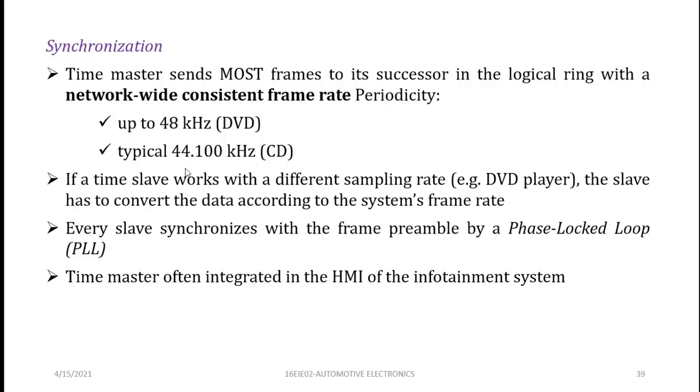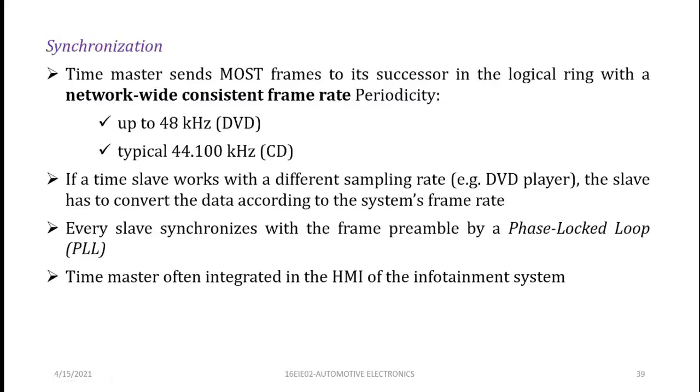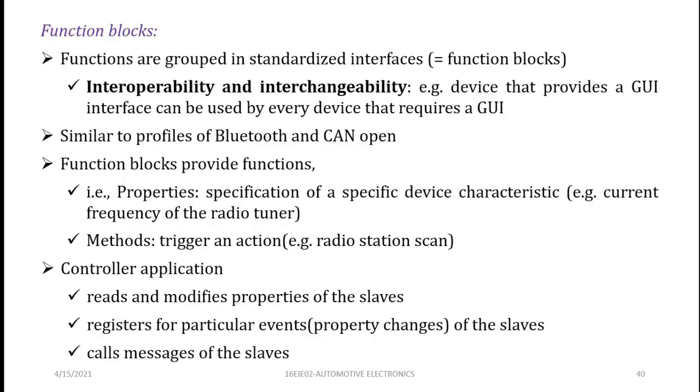So every slave synchronizes with the frame. How the synchronization takes place is by the phase lock loop. As we have seen before, each and every slave will be having the PLL in order to have the synchronization between the data. Okay, so the timing master is often integrated in the HMI of the infotainment system, as we used to see in our vehicles. Now let's take a look at the various function blocks.